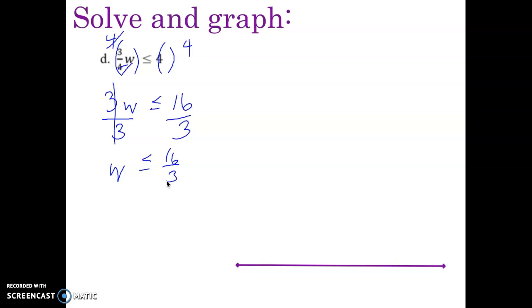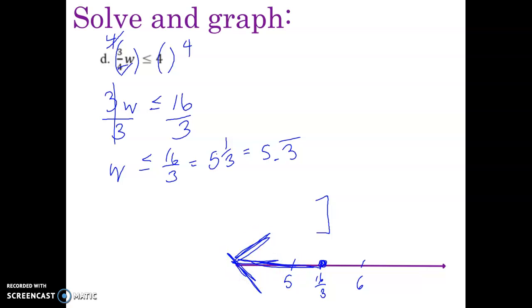All right, so if I were to change this into a mixed number, 16 thirds, that's equal to 5 1/3. Or if I wanted to write it as a decimal, I could write it like that. Either way, that number is in between 5 and 6. So here is 16 thirds, or 5 1/3, or 5.3. This time it is included because I see an equal to, so I could put a closed-in circle. I could put a bracket, and less than goes to the left. So I'm going to shade to the left.